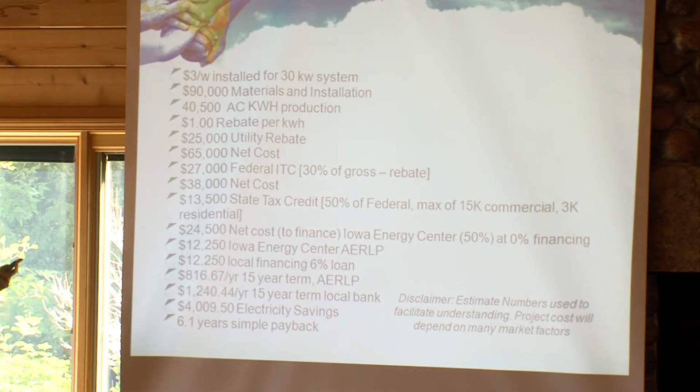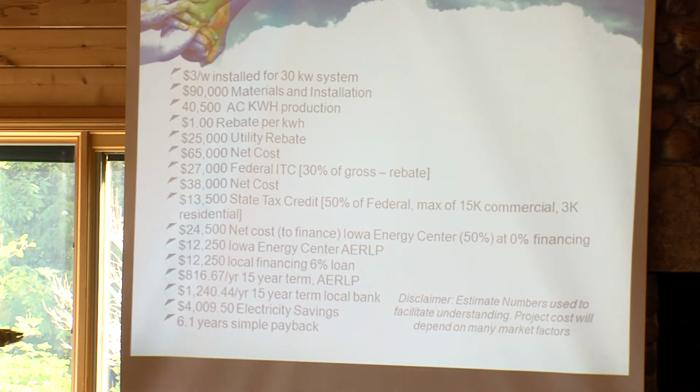With Alliant, they've got a dollar per kilowatt hour rebate program. That's their efficiency program. And what this works out to be is a $25,000 utility rebate. So right off the top of that $90,000 cost, you factor in, I'm getting $25,000 from Alliant Energy. So that makes your net cost $65,000.